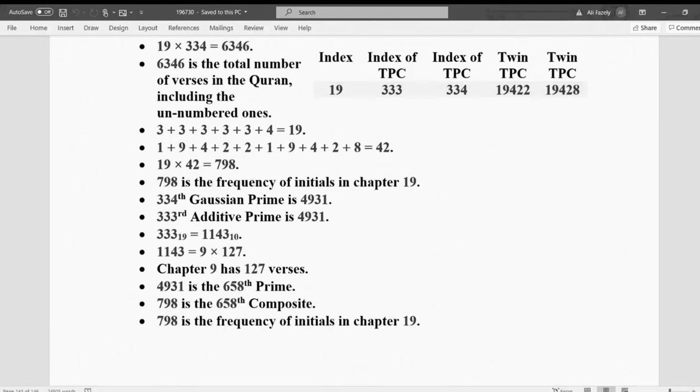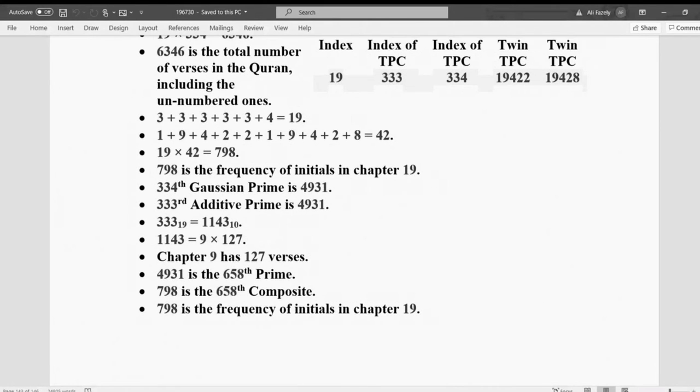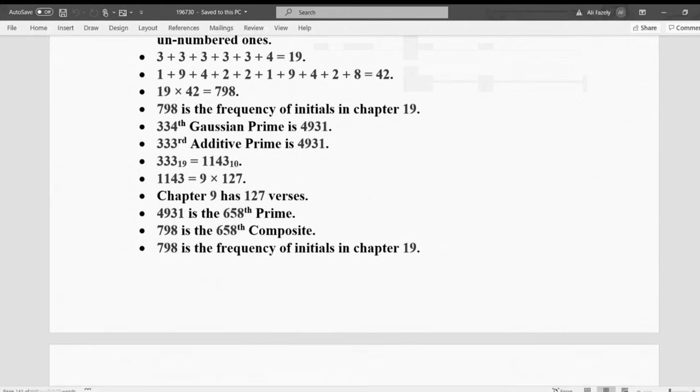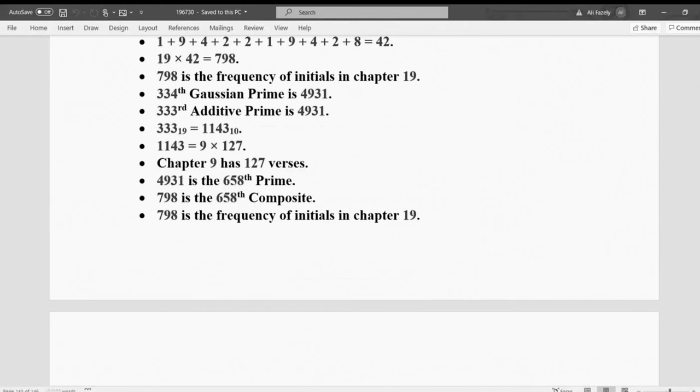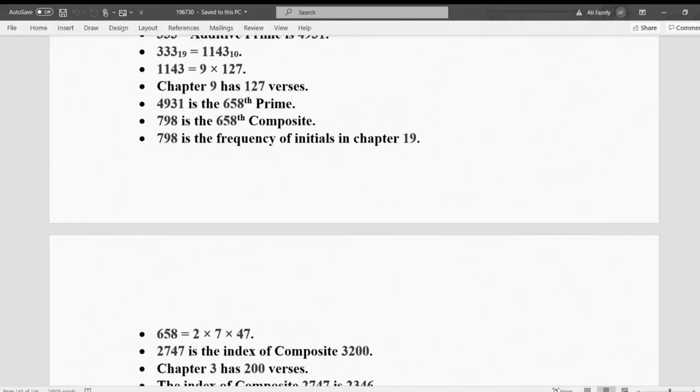Okay, so here we go to 658, and we'll see that 658 is actually 2 times 7 times 47, and 2747 is the index of composite 3200. And chapter 3 has 200 verses. Okay, and reminding you that chapter 3 is called Amramites. Okay, the Amramites. And chapter 19 is called Mary. And so Mary was an Amramite.